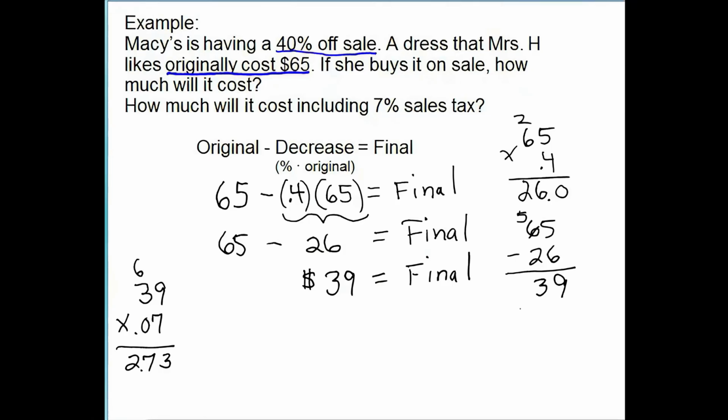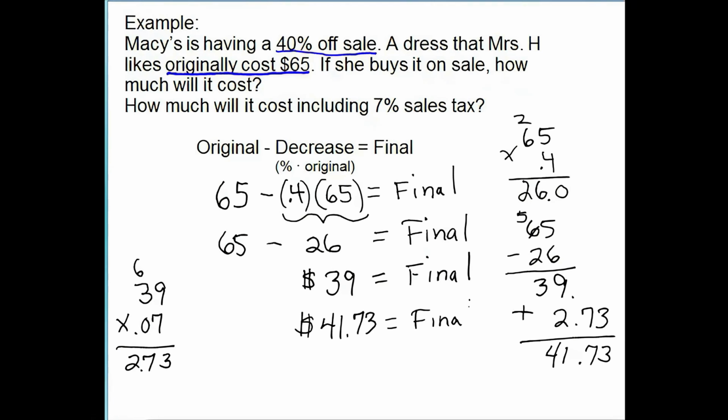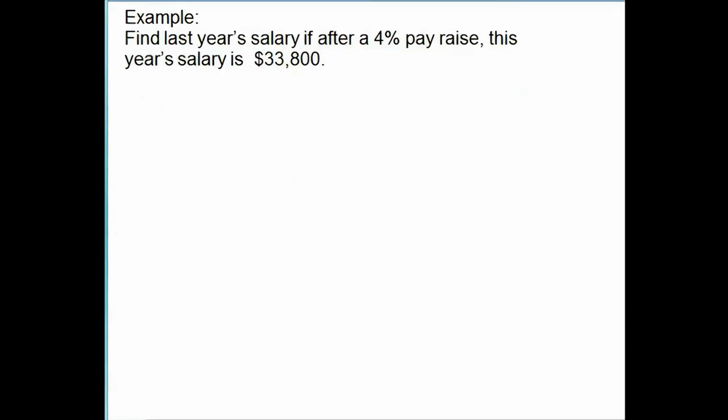So I'm just going to work right here. Remember, we would line up the decimal, so the decimal in the 39 is at the end. So $41.73 equals the final. We have one more example. This one is actually the most difficult kind.